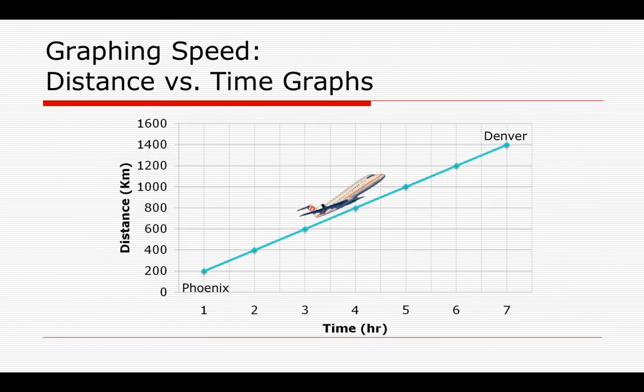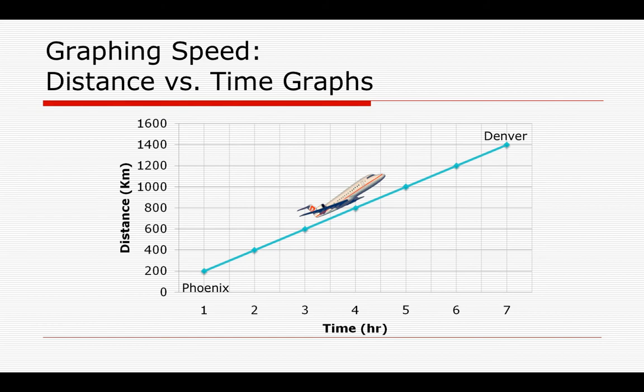So let us say we have on the x-axis the time and on the y-axis we have the distance. So this is a distance time graph. We know that we have the independent variable, which is the time, along the x-axis, and the dependent variable, which is the distance, along the y-axis. So how are we going to calculate speed from this graph?